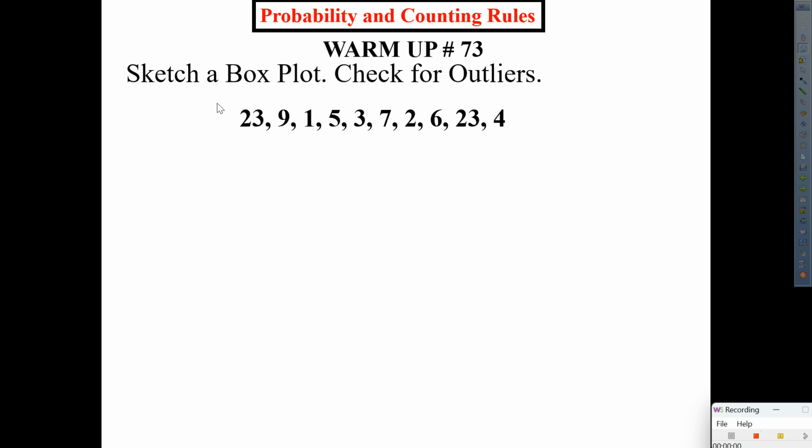So once again, warm-up 73, read, sketch a box plot, check for outliers. They give us 23, 9, 1, 5, 3, 7, 2, 6, 2, 3, 23, Michael Jordan, and 4. So these should be pretty much automatic. You should know your formulas for outliers since we just took a pop quiz on formulas. Okay. Yes, Mr. Q. All right, good.